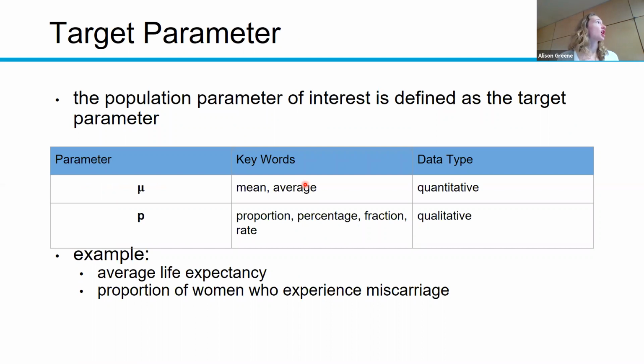So for the purposes of this talk, we're going to talk about mu for the mean, which is for quantitative, continuous type data, and P for proportion, percentage, fraction, or rate for qualitative data. For mean, we might be looking at average life expectancy. And for proportion, we might be looking at the proportion of women in some population who experience miscarriage. And so anytime we're doing a data analysis, the first thing we're going to do is define our target parameter. A lot of times, statisticians also look at variance. So all of the same things that we're going to do today, you can apply to variance as well.